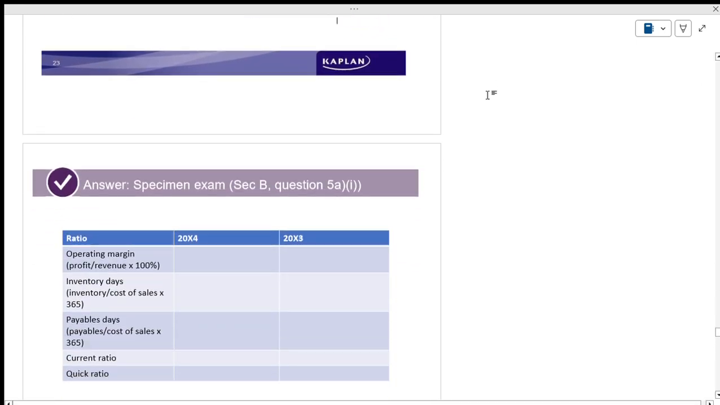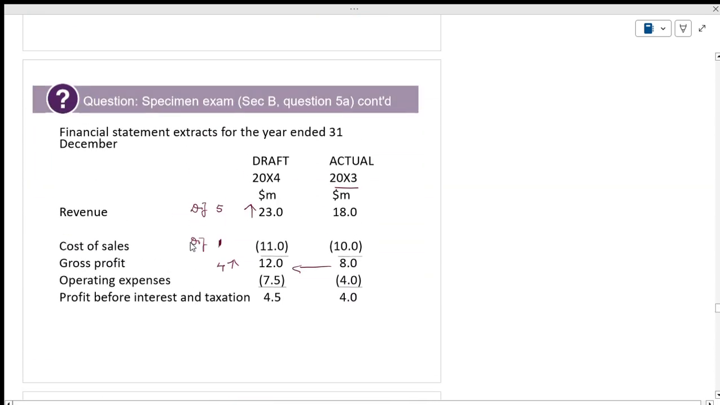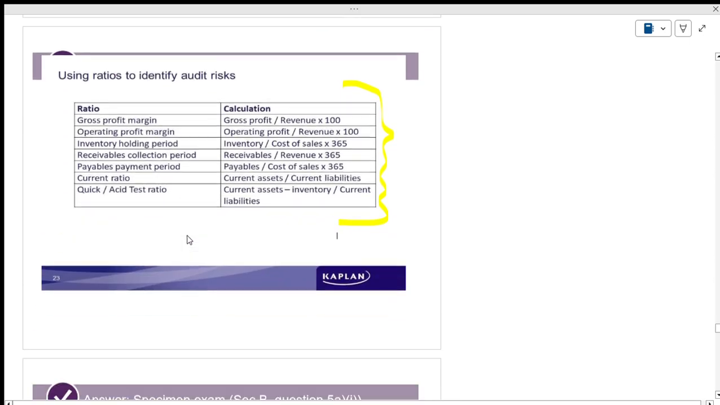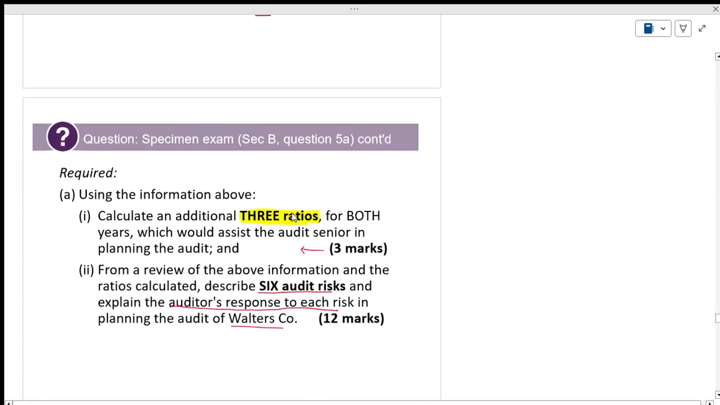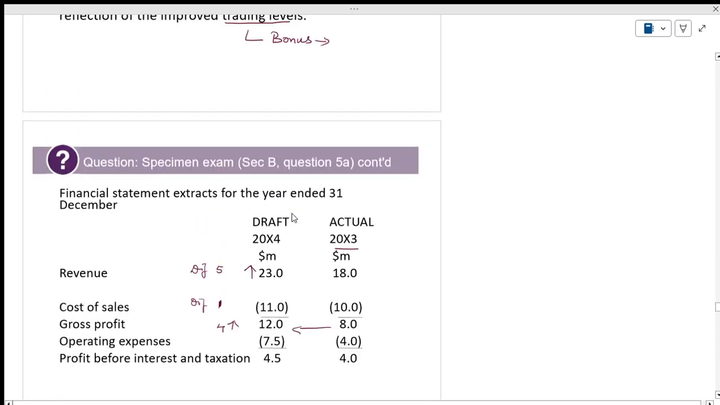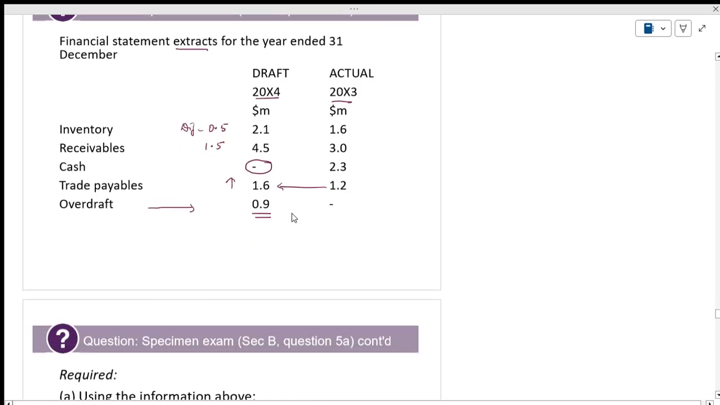Now, operating margin, what are the values? Just tell me very fast. Profit divided by revenue into 100. How much is the profit? 4.5 divided by 23 times 100. How much will you get, fast? Everyone has to tell one by one. Okay, 2004. 2003, how much? 4 divided by 18 times 100.